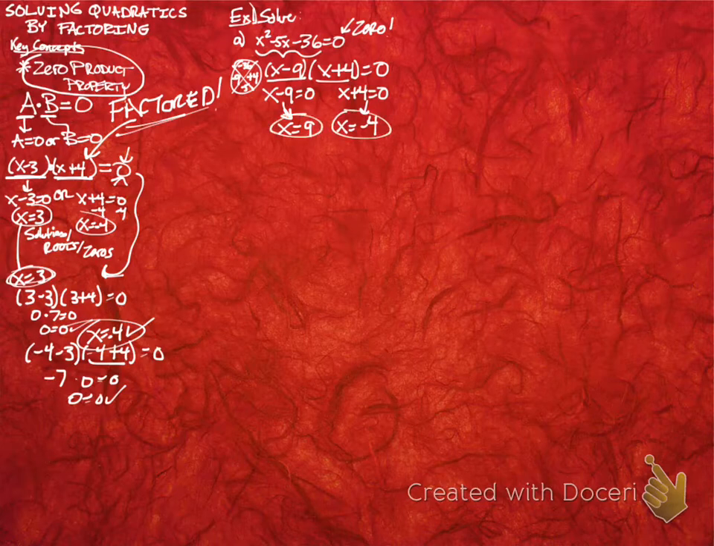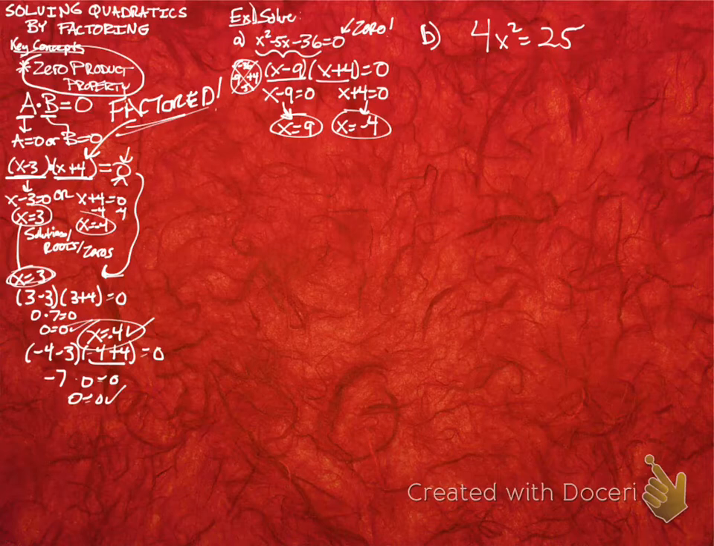Let's take a look at another example. Let's call this one part B. Let's say I have 4x squared equals 25. Now you're going to learn actually in the next couple lessons another way of solving this, but I'm going to go ahead and use the zero product property.